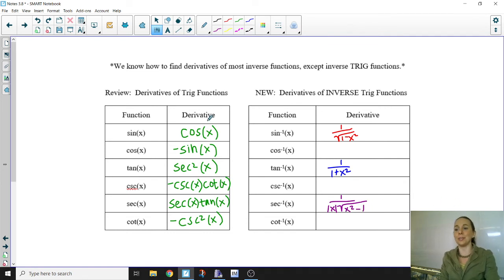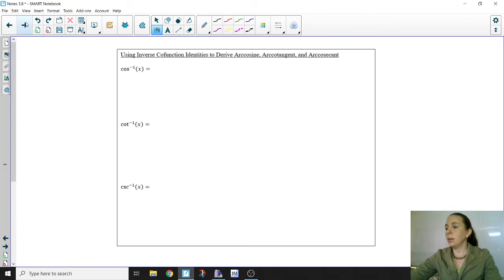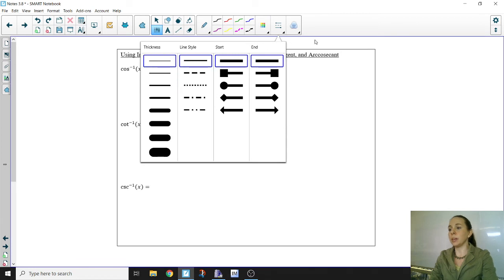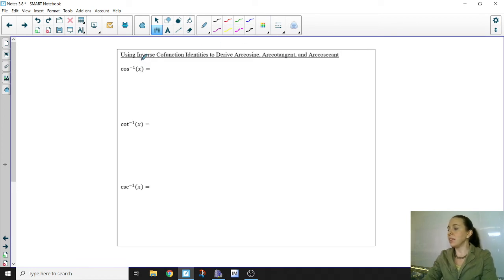Woo! Remember I told you these were going to look very different than these ones. Yeah, they do. So there you have it. You have the three main inverse trig functions that we derive via implicit differentiation and trig identities. Now, as for the cofunctions, to derive those, we can actually use this pretty nifty little identity that helps us get to them quickly. Okay, and it's this. The inverse cosine of x is the same thing as pi over 2 minus the inverse sine of x.